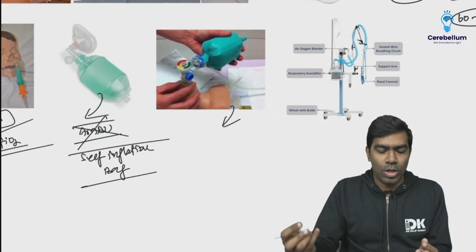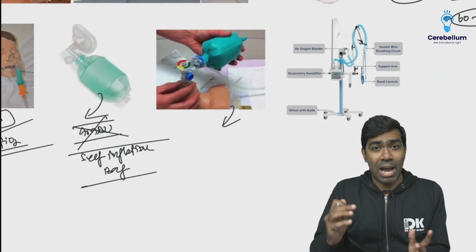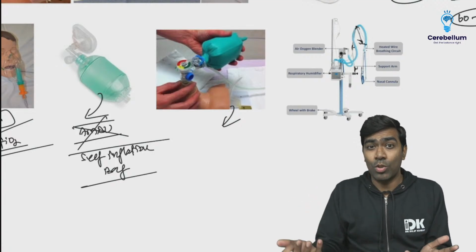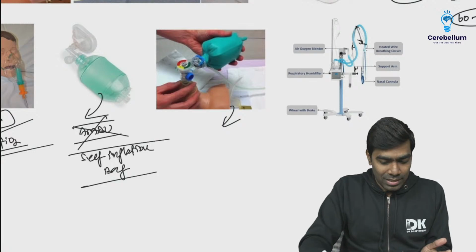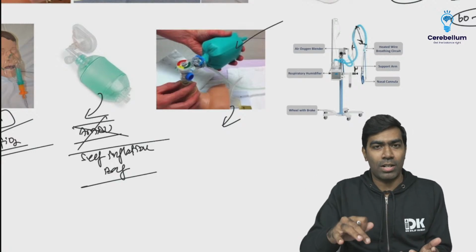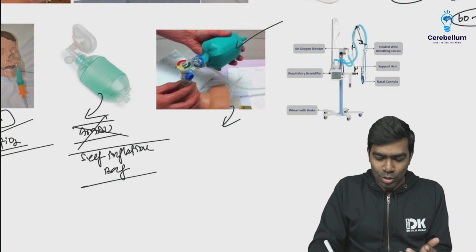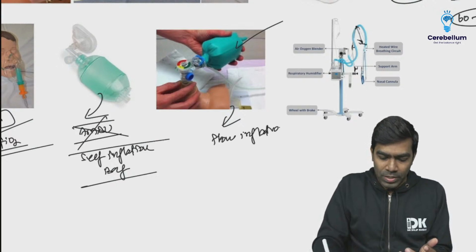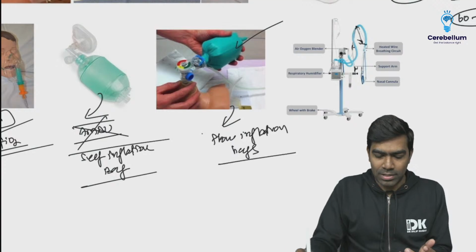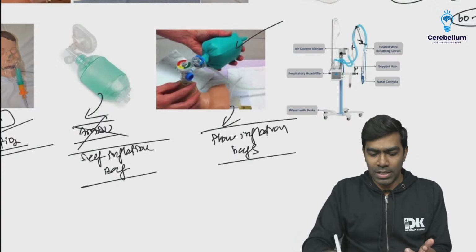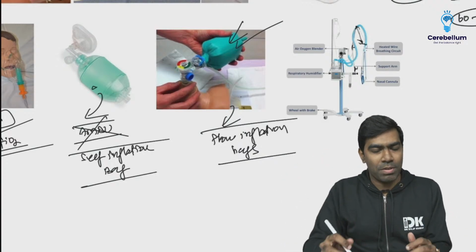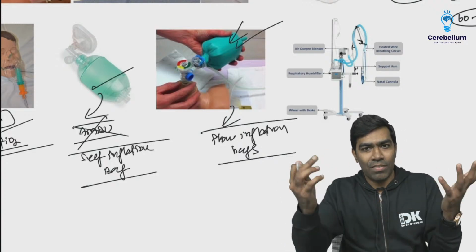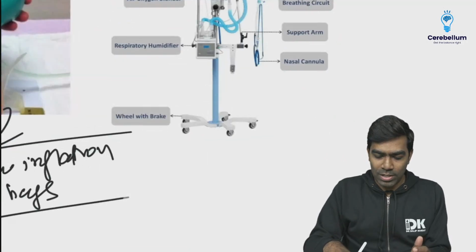What is this one? This is used in the OT rooms by the anesthetist. AMBU can be used by anyone. It's user-friendly. Even patients' attenders can use it. But this needs expertise. Only doctors and trained people can use it. These are called flow inflation bags, which means the bag can be expanded only by adequate oxygen flows. But AMBU can be filled even without any oxygen. It's a self-inflation bag.